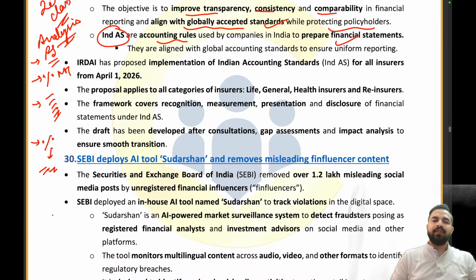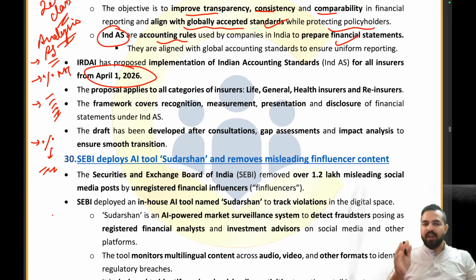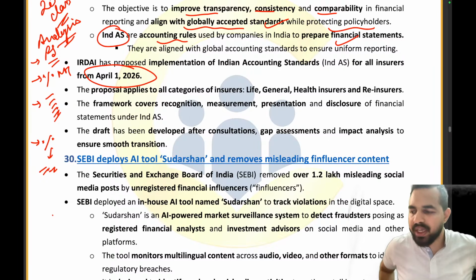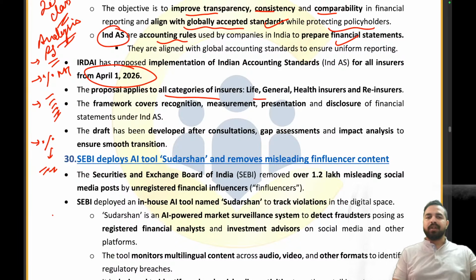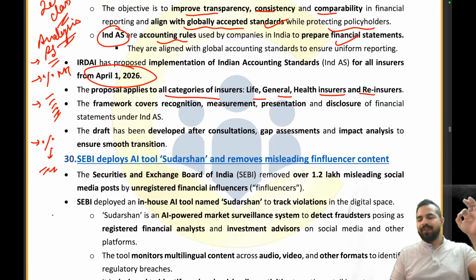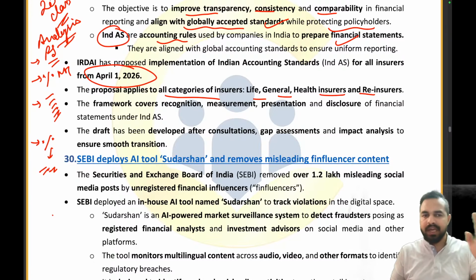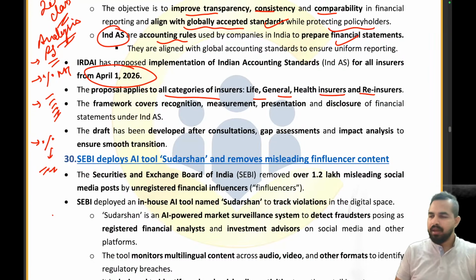Now, from which date do they have to apply these directions? That is from 1st of April 2026. Every insurer has to ensure that the financial reporting they are doing is according to the Indian accounting standards only. The proposal applies to all categories of insurers: life insurance, general insurance, health insurance, reinsurance. For all these insurers, we have one format of financial reporting, for creating the financial statement, that is the Indian accounting standards. Clear, everyone?